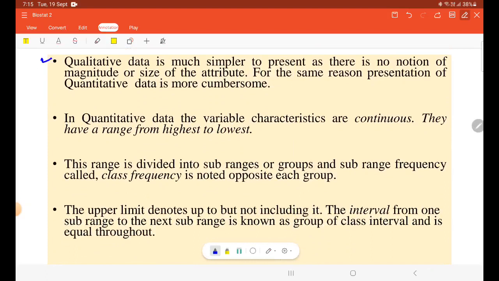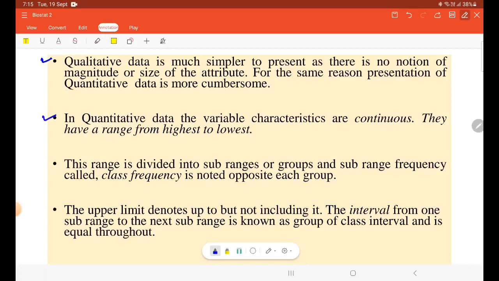Qualitative data is much simpler to present as there is no notion of magnitude or size of attribute. For the same reason, presentation of quantitative data is more cumbersome. Why? Because in qualitative data there will be one or two attributes and we can categorize the observations into different attributes. That is what we do. The presentation is not very cumbersome. Why is quantitative data very cumbersome? Because with many observations, every observation will have its value and it will be in ascending or descending order, so it will be a huge master table.